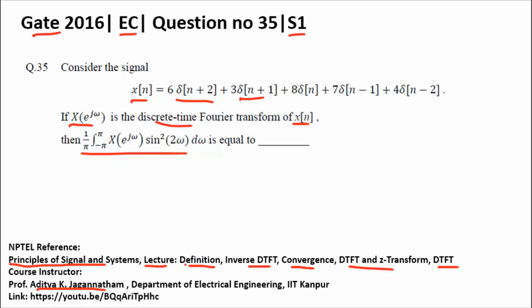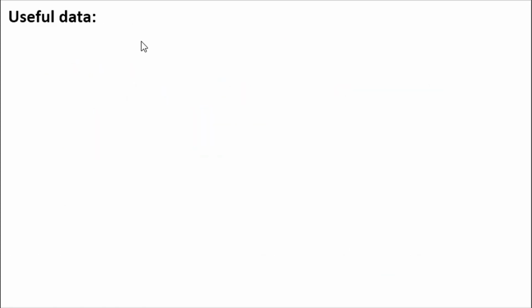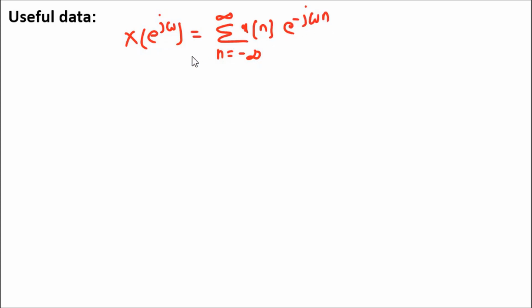So the useful data for this question is that the DTFT, the discrete time Fourier transform expression, is given as x of e to the power j omega is equal to the summation from n equal to minus infinity to infinity of x of n into e to the power minus j omega n. So if you are given x of n, you can find the discrete time Fourier transform, that is x of e to the power j omega, by this expression.